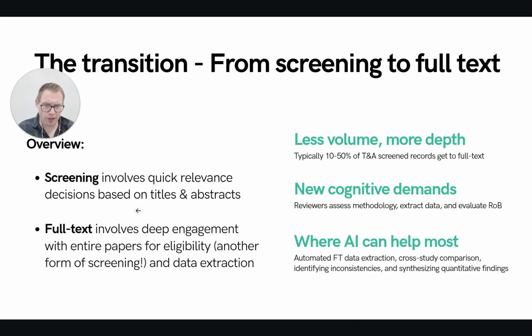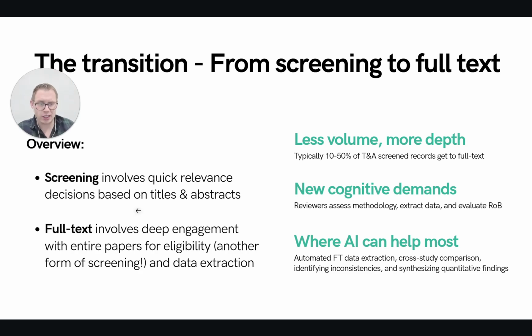Kind of summarizing, by the way, the key takeaways here up front. Less volume, more depth than the screening section. So typically 10 to 50% of title and abstract screen records get to full text. By contrast, I would say around 90% of the records that go into title and abstract screening get weeded out. And then once you get into full text screening here, it's 10 to 15%, it's 50%. So what am I saying? 50 to 90% get weeded out here.